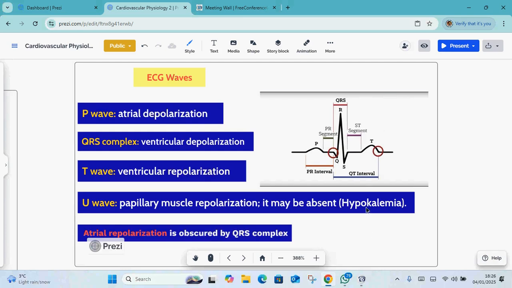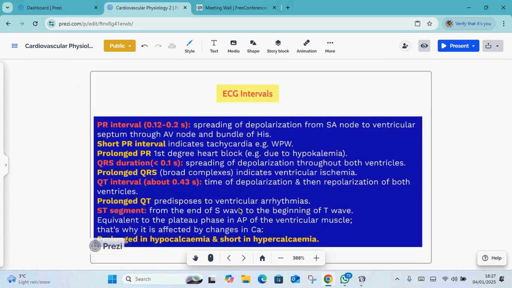So we said P wave, QRS complex, T wave, U wave. These are atrial depolarization and ventricular depolarization and repolarization. Atrial repolarization you can't see because it's covered by the QRS complex, and the U wave you can't see also in a normal ECG, but it is due to papillary muscle repolarization.